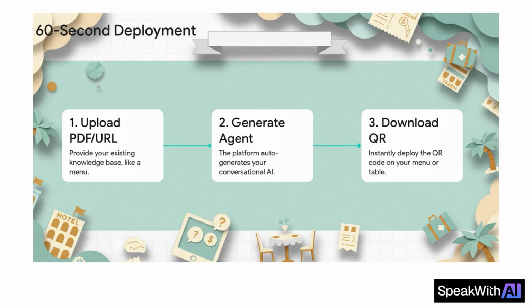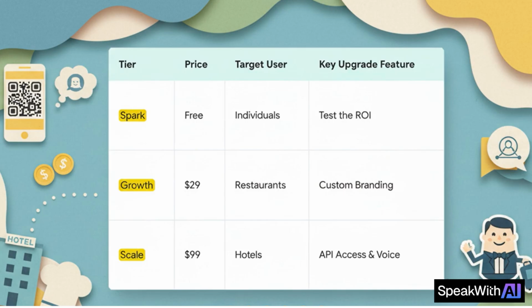You literally just upload an asset you already have, like your PDF menu. The platform automatically creates your conversational agent, and you instantly download the new smart QR code. It is that fast. It's done. And the business model is built for that kind of quick win. You can actually start for free to test the ROI for yourself. Then, as you see the value, you can naturally upgrade to get things like custom branding, or for larger enterprises, API access and voice capabilities. It's a classic land and expand approach that makes it a no-brainer to get started.